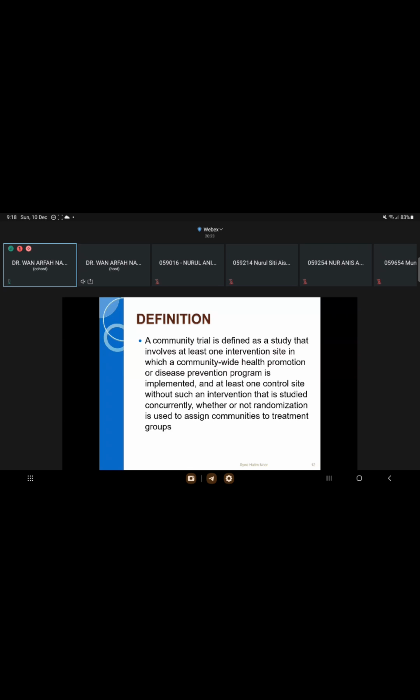So difficult to do the randomization. All right, in clinical trials, randomization is almost compulsory. For example, when you do an RCT, it is compulsory to do the randomization if you term it as an RCT. But in a community trial, sometimes it cannot be implemented. So that's why in a community trial it's not compulsory to perform the randomization.